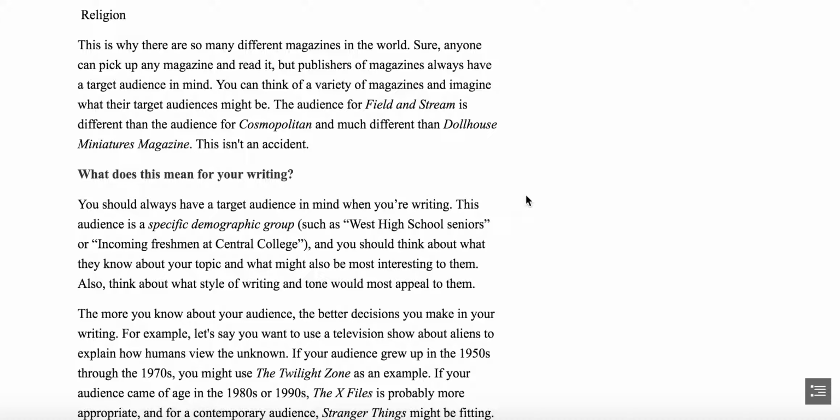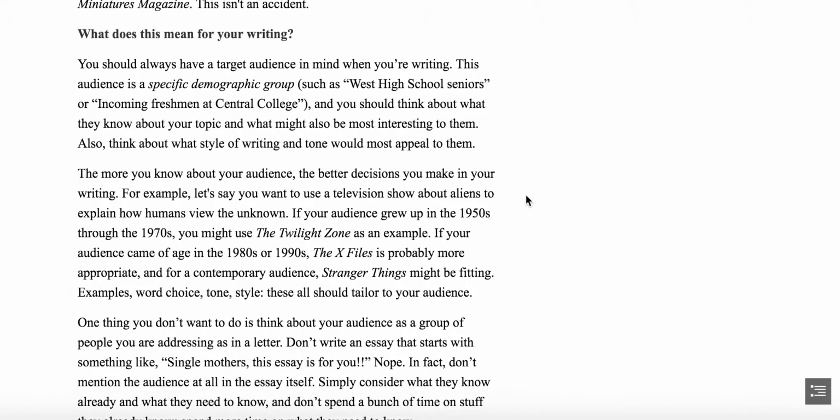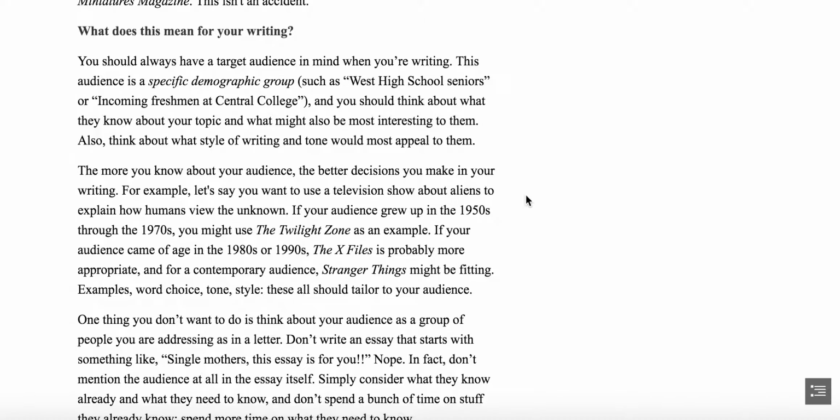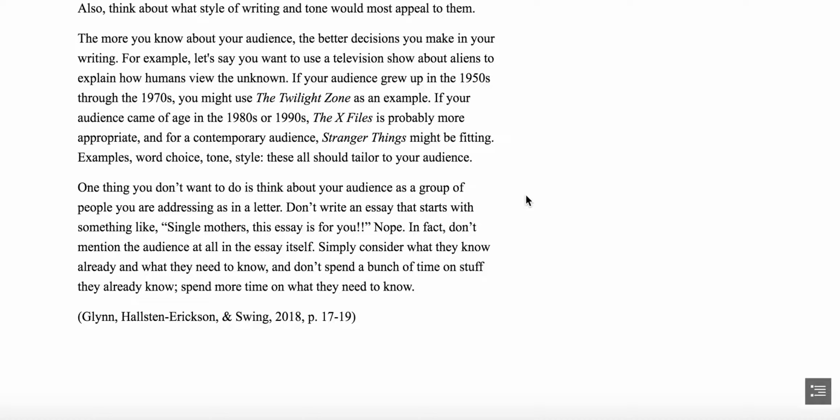Or you think about advertisements. I always wonder, when I'm watching Netflix or Hulu, how they know exactly what commercials to show me, what advertisements will address me specifically. But I know that there are a lot of things they can do technologically to target their audiences, and there are a lot of things you can do as a writer to target your audience. So you should always have your audience in mind, and the more you know about your audience, the better decisions you make in your writing.